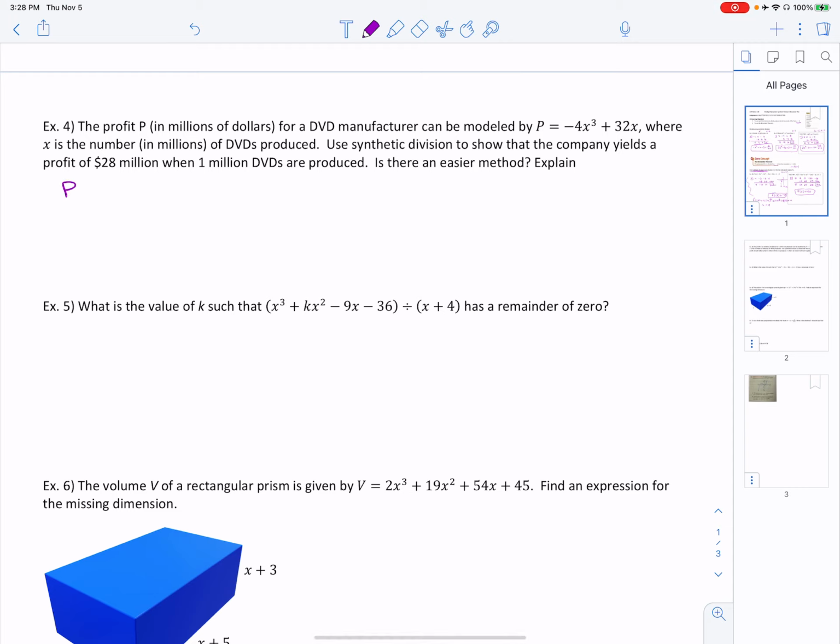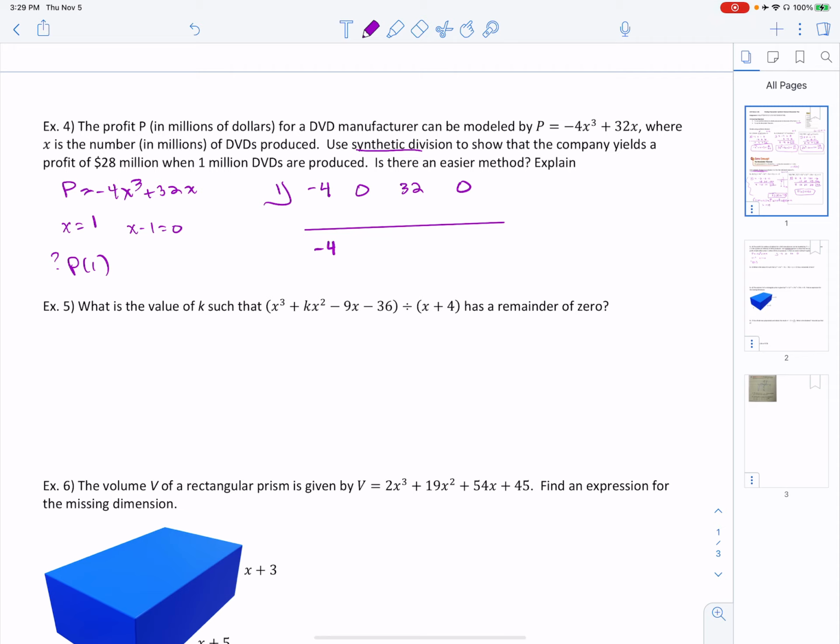So we've got profit is negative 4x cubed plus 32x. And basically, I want to evaluate this when x is 1. So I want to find P of 1. And we're going to do synthetic division. So that means that my divisor is really x minus 1, but we're going to use 1 in the synthetic division. Now, be careful, you need every descending power recognized. So we've got a cubic, and the coefficient of x cubed is negative 4. The coefficient of x squared is 0. The coefficient of x is 32, but the constant is 0. So you need both of those zeros in there.